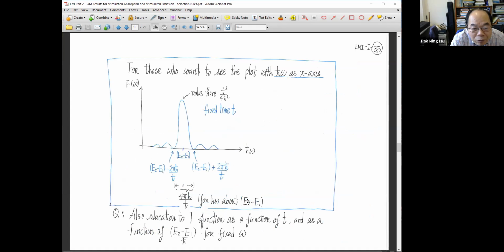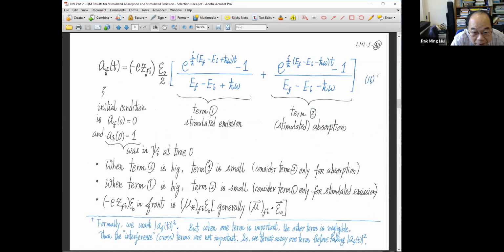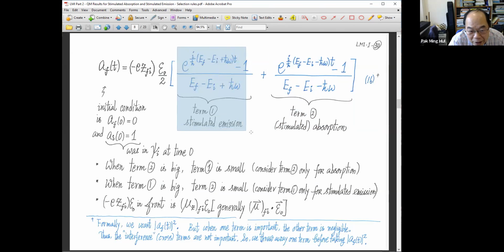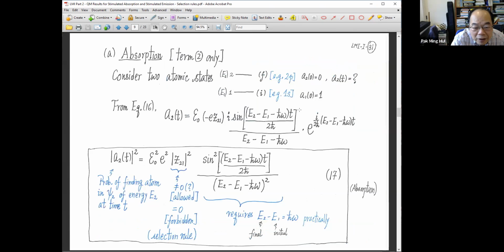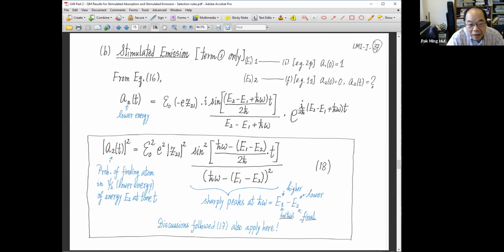Now I play with the emission term. So I go back to this general equation. We discussed that when this is big, this is small, so we only consider that term for absorption. Now we go to this term, when this is big, the other is small. So we pick this term out, and then I'm a bit lazy here. I just do the same thing. You pull out half, you get this.